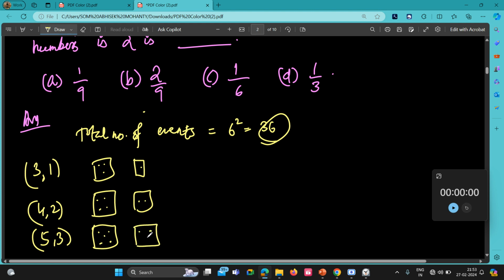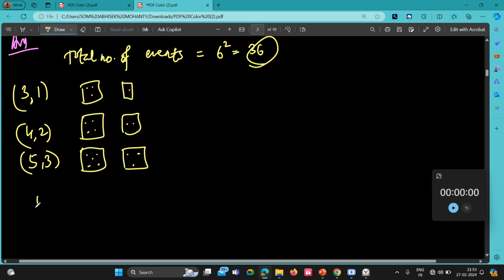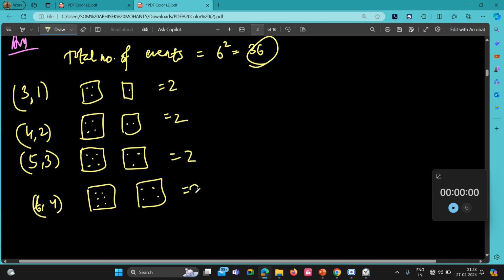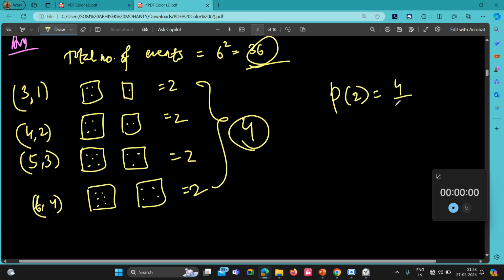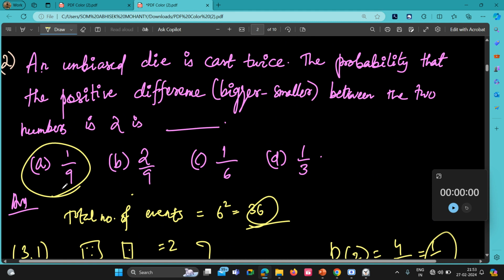Next is your 6, 4. So these are the arrangements that can be there. The difference is 2 in each. It cannot be 4, 6, but that will be minus 2. So how many events are there according to the question? 4. And what is the total number? 36. So probability of getting 2 is 4 by 36. That is 1 by 9. Is it clear? Very easy question. Probability questions come in JEST, so be prepared. Answer is 1 by 9.